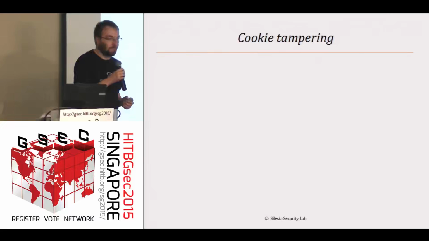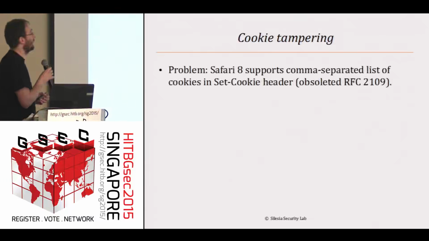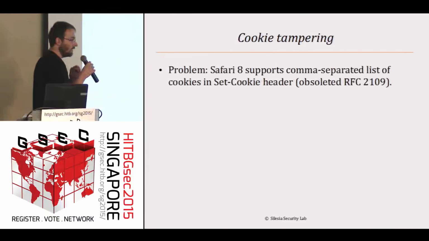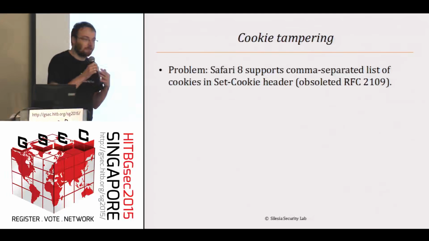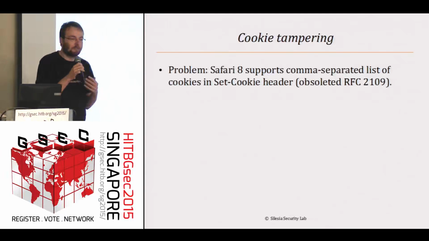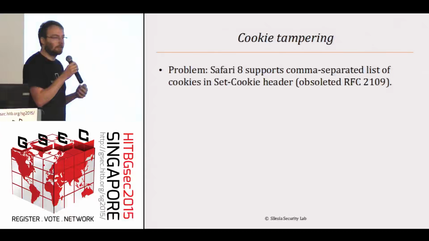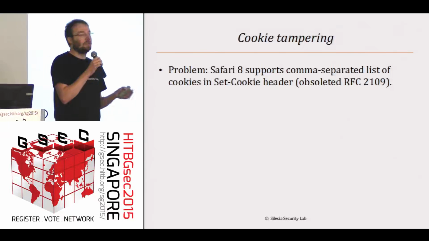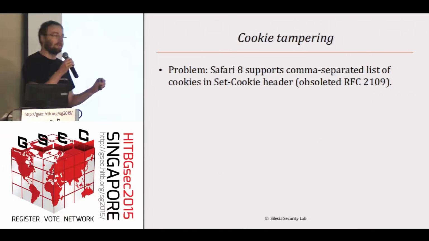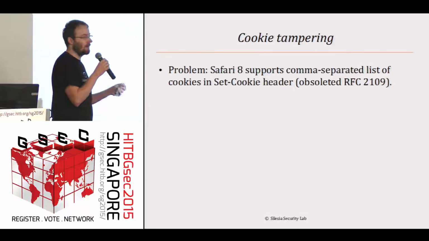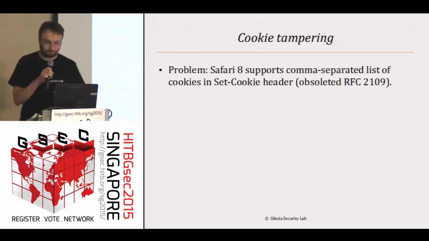Cookie tampering. It turns out that Safari 8 supports a comma-separated list of cookies. So comma-separated, you've got in a Set-Cookie header. So you've got Set-Cookie, name, and value, but you can specify a comma and then another name and another value of the cookie. So you can specify multiple cookies.